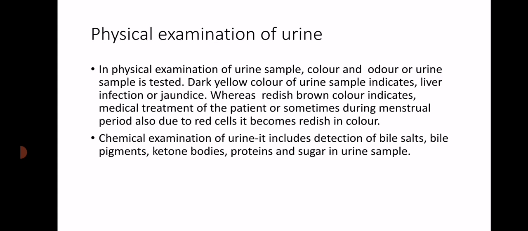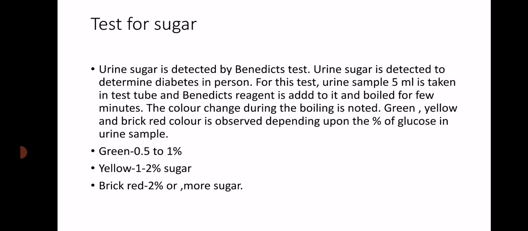The chemical examination includes detection of bile salts, bile pigments, as well as sugar, ketone bodies, proteins, etc. in the urine sample. Firstly we will discuss the sugar test. Urine sugar is detected whenever the person is suffering from diabetes mellitus or a diabetes-like condition.